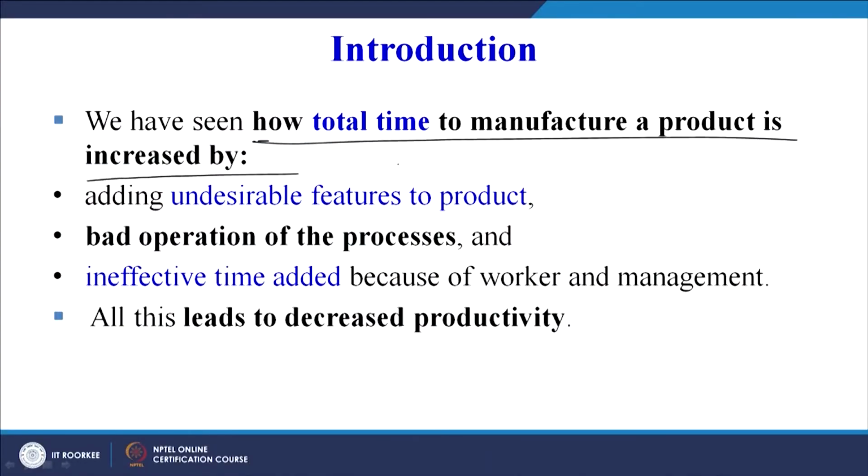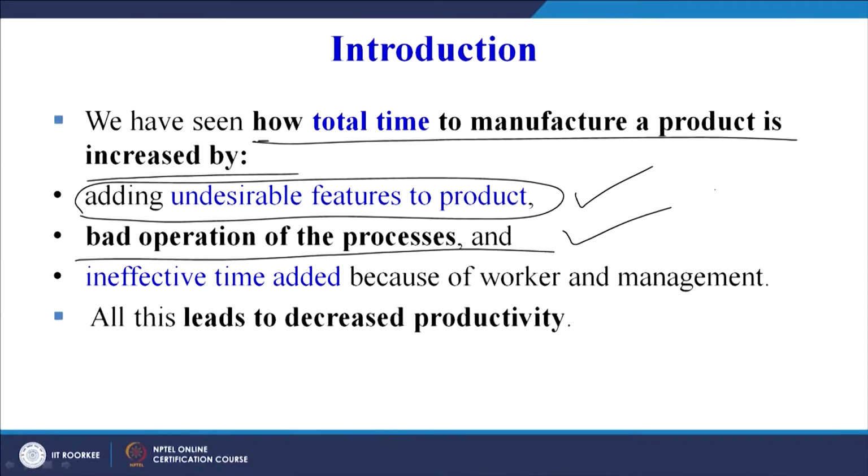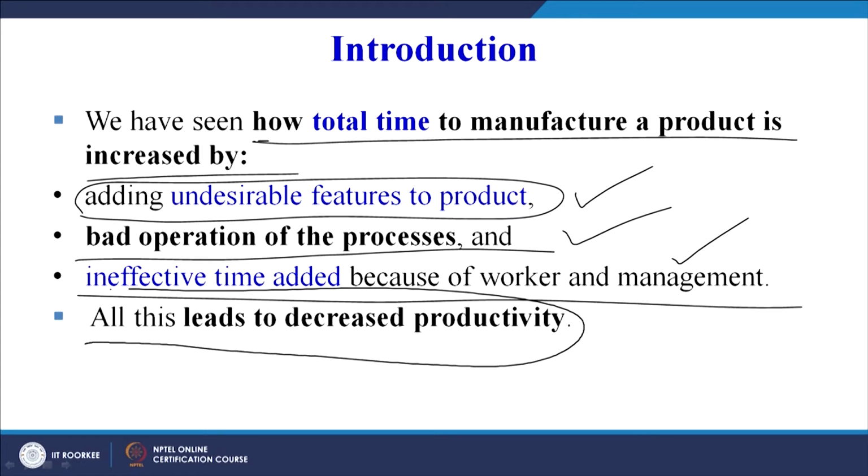We have seen how the total time to manufacture a product, we have seen ineffective time, that the total time to manufacture a product is increased or maybe some time is wasted. Why? Because of adding undesirable features to the product, additional time, bad operation of the processes, additional time, ineffective time added because of the worker and the management. So all these ineffective times lead to decreased productivity.